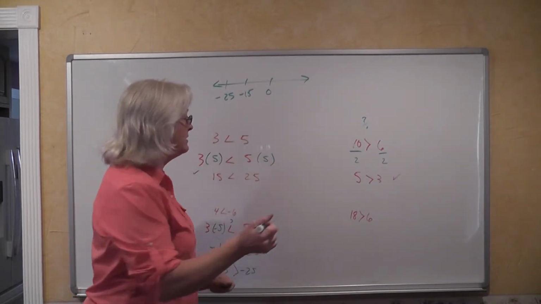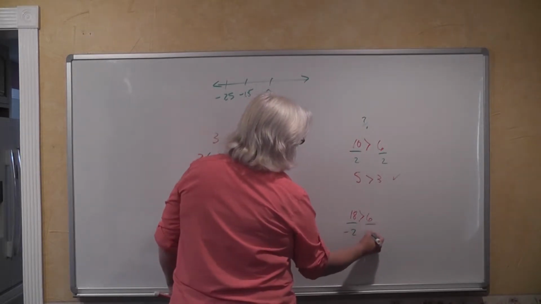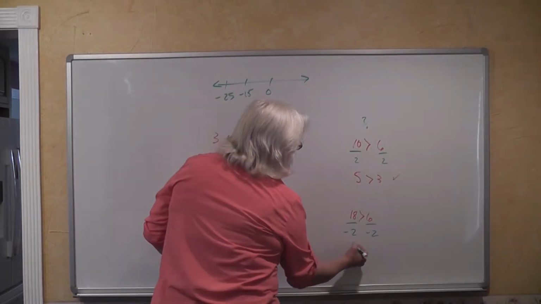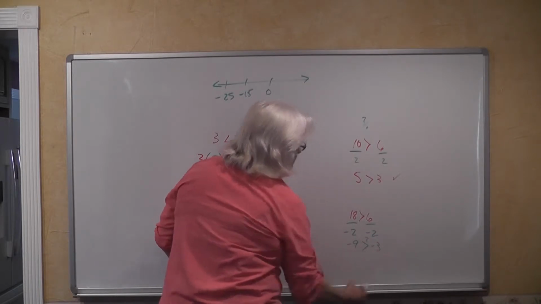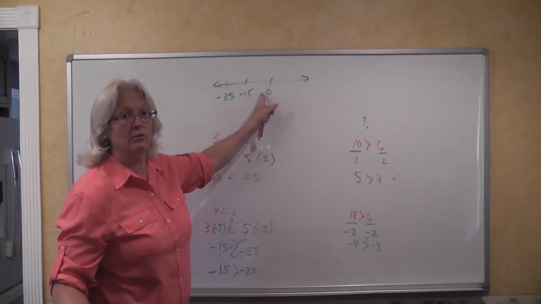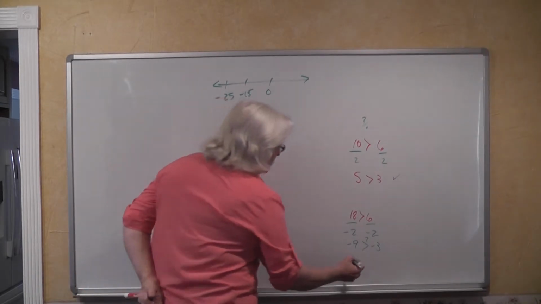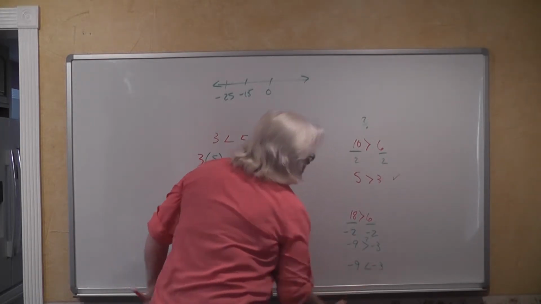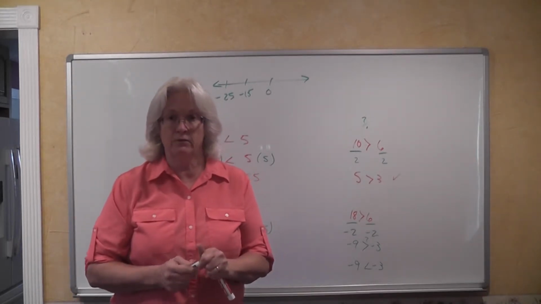And of course you know where I'm going now. I am going to divide now by a negative 2. Let's see what happens. 18 divided by a negative 2 is a negative 9. Is a negative 9 greater than a negative 3? Of course not. But how can we make this true? If we change the direction of this inequality symbol, then we have a true statement. Negative 9 is in fact less than negative 3.